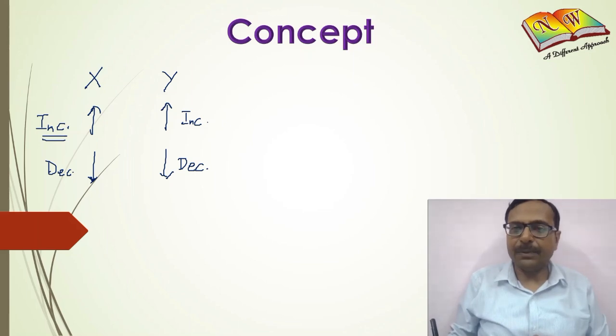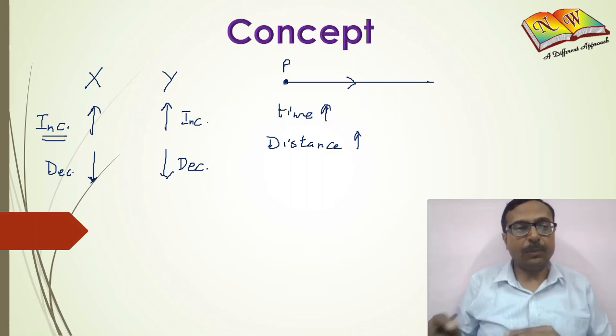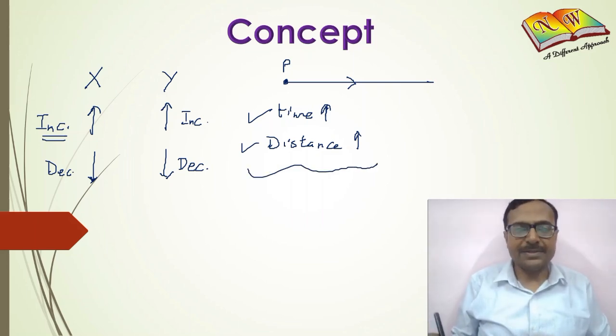If you want an example, let's assume that there's an object which is moving from point P like this in this straight line. So as time of travel increases, the distance traveled also increases. So obviously the distance from P will keep on increasing as you increase the time. So we say that time and distance vary directly. There are innumerable examples of direct variation in day-to-day life.